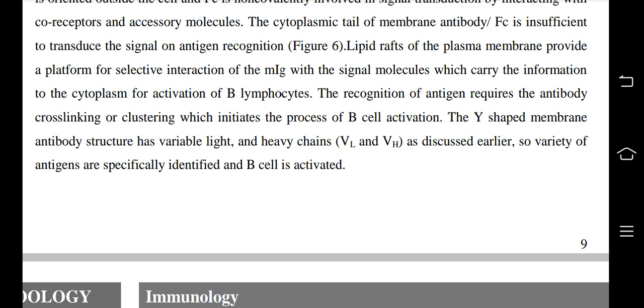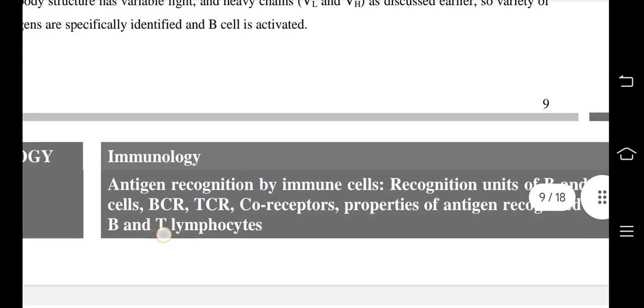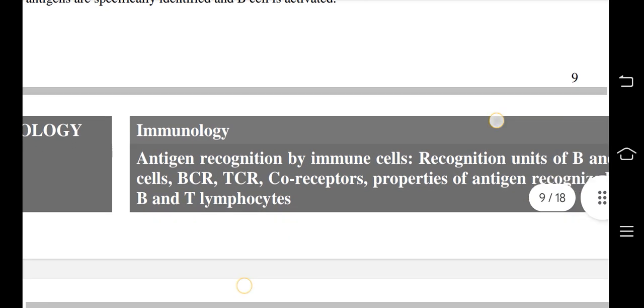Recognition of antigen requires the antibody cross-linking or clustering, which initiates the process of B cell activation. The Y-shaped membrane antibody structure has variable light and heavy chains, VL and VH, as discussed earlier. So a variety of antigens are specifically identified and the B cell is activated.